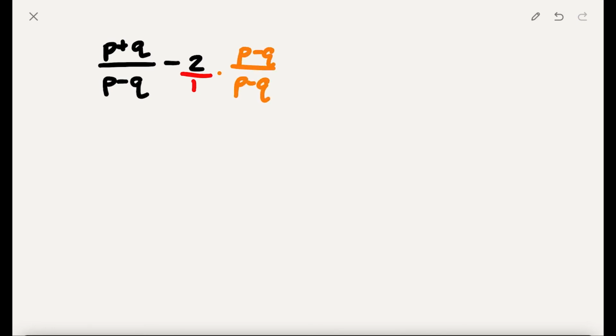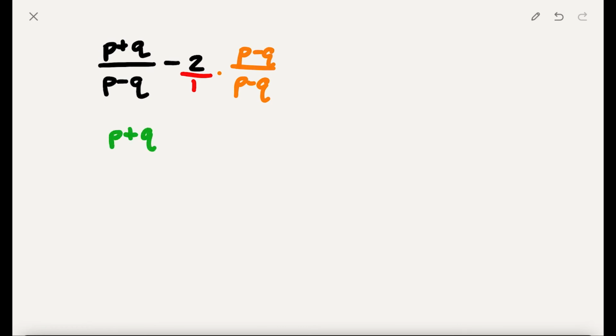We have (p plus q) over (p minus q), minus 2. All right, first thing I'm going to do is make this 2 a fraction, so then it's just 2 over 1, essentially. And we need to have common denominators here, so I'm going to multiply this by (p minus q) over (p minus q).